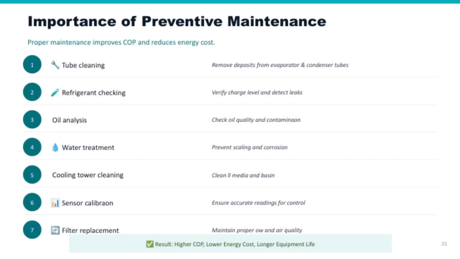Let's talk about the real impact of proper maintenance. When we keep everything running smoothly, from replacing filters and calibrating sensors to cleaning cooling towers and treating water, we see higher efficiency, or COP, and lower energy costs. It also means our equipment lasts longer. Each step, like checking oil quality or cleaning tubes, plays a crucial role. Preventive maintenance isn't just a checklist, it's the key to better performance and saving money over time.